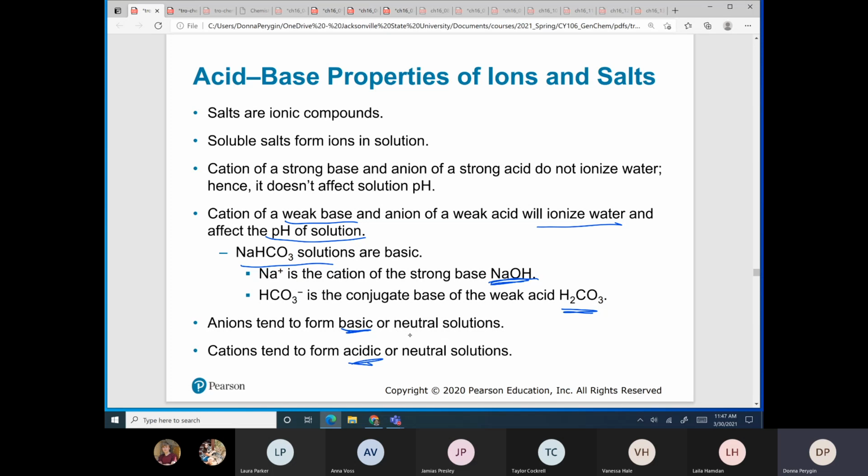So anions tend to form basic or neutral solutions. Cations tend to form acidic or neutral solutions. In other words, what they're talking about here is poorly worded, because all anions have to have an associated cation and vice versa.